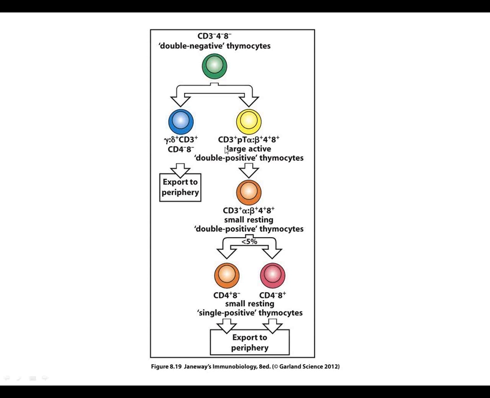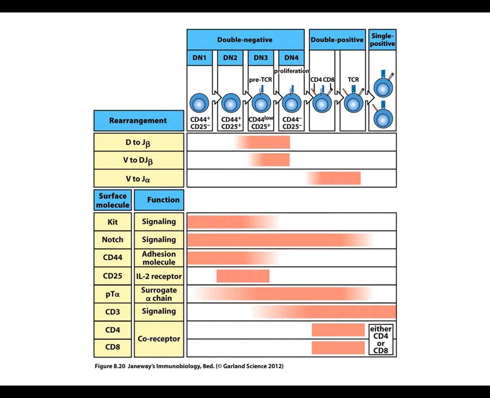Similar to the B cell, it's going to start with a pre-T cell receptor, and then it's going to have a fully functioning alpha beta T cell receptor still in a double positive state, and then it's going to select either CD4 or CD8, and then you're going to have both T helper cells and cytotoxic T lymphocytes that are then going to be allowed to go out into the periphery.